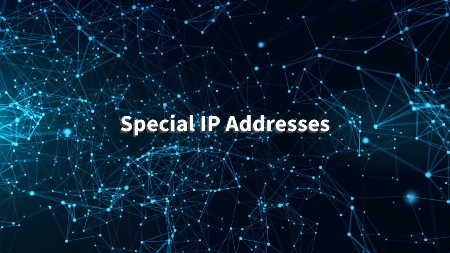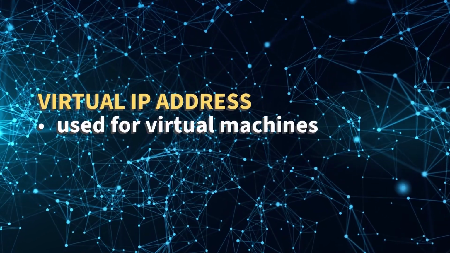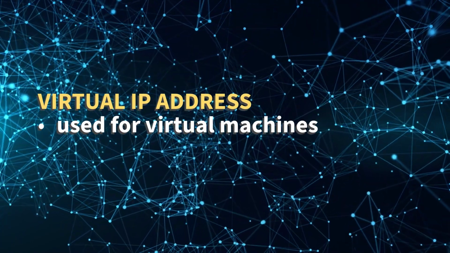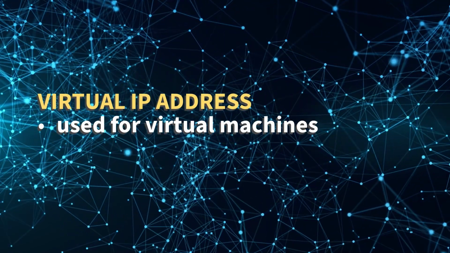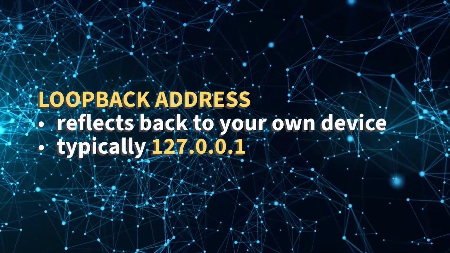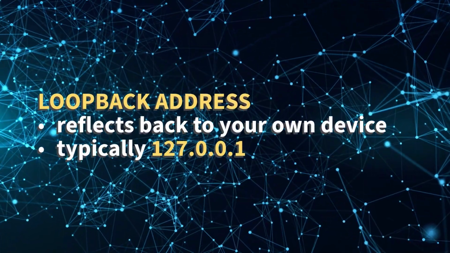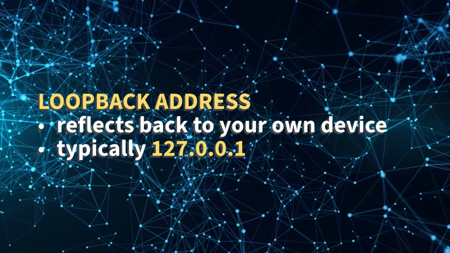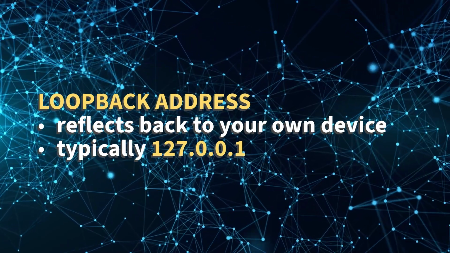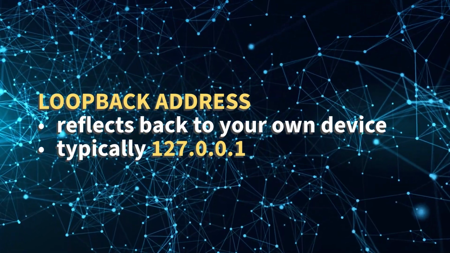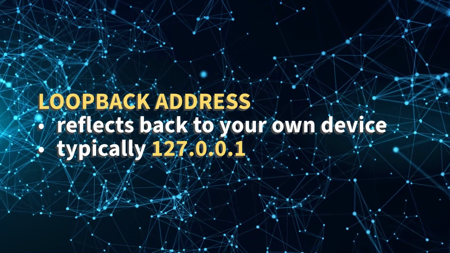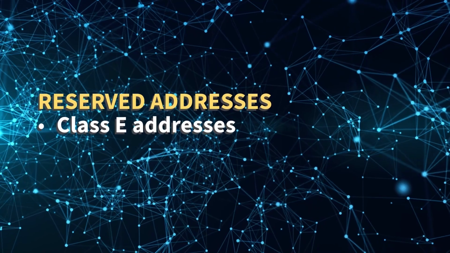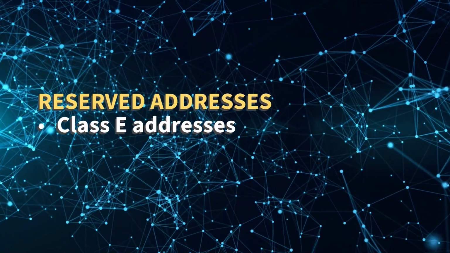Some special IP addresses that we need to cover: number 1 is your virtual IP address. Usually you're going to see these kinds of virtual IP addresses whenever you're using a virtual machine, such as VMware or VirtualBox. Number 2 would be a loopback address. This is an address that reflects back to your own device. Usually you'll see this as 127.0.0.1, but it can be anything from 127.0.0.1 to 127.255.255.254. And number 3, reserved addresses, such as your Class E addresses.